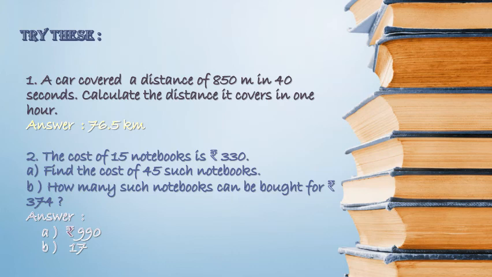Second one, the cost of 15 notebooks is rupees 330. A. Find the cost of 45 such notebooks. B. How many such notebooks can be bought for rupees 374. The answers are rupees 990 and 17 notebooks respectively. Do it and check the answers. So today, children, we have learned about direct proportion.